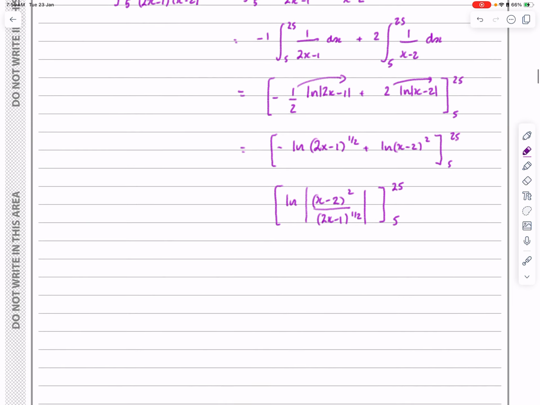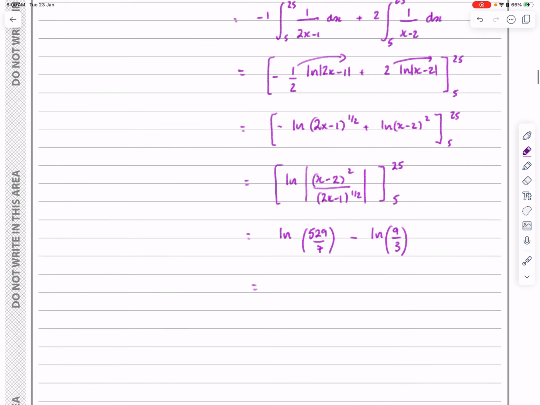So because I've got this as a single log value now, it's going to make it much easier. Put 25 in, put 5 in. When I put 25 in, obviously I've done this before, it works out to be log 529 over 7. Minus putting the 5 in works out to be log 9 over 3. And then if we combine those as a single log, it works out to be log 529 over 21. I'm going to stop there because our alarm is going off, but that's how you do that question.